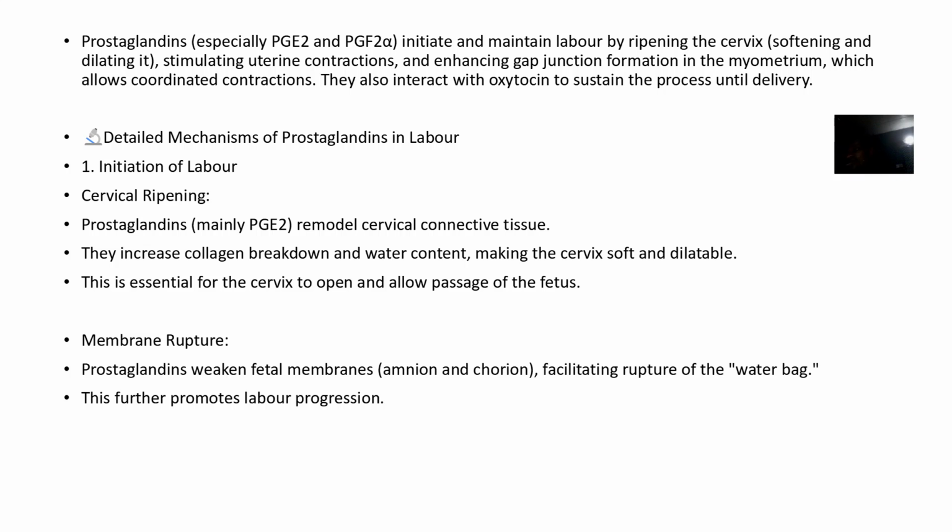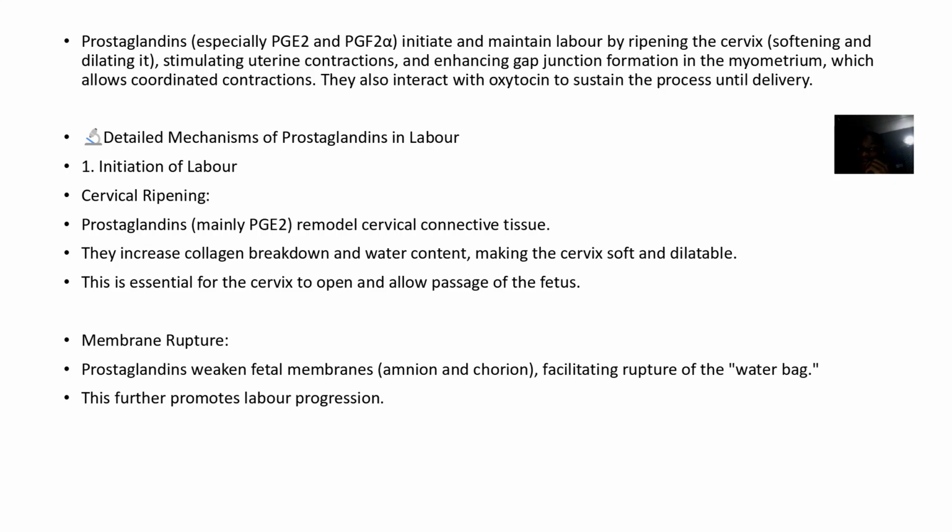So prostaglandins is not all of them, it's some types that usually initiate and maintain labor. So we have the prostaglandin E2 and the prostaglandin F2 alpha. They are the ones that initiate and maintain labor. Now they do this by ripening the cervix. They soften the cervix, they make it wide enough, they dilate it. Okay, they stimulate uterine contractions, they enhance gap junction formation in the myometrium. So this is what actually coordinates the contractions. So let's look at the detailed mechanisms of prostaglandins in labor.